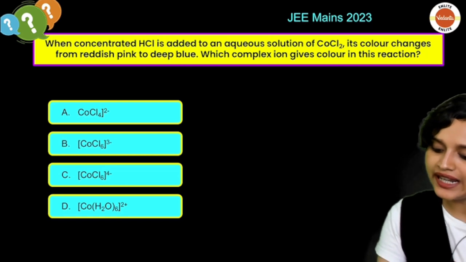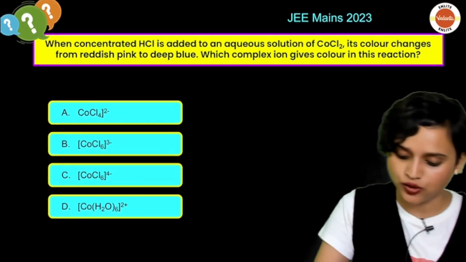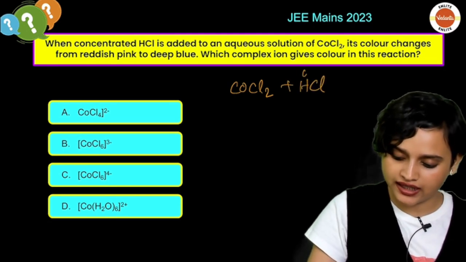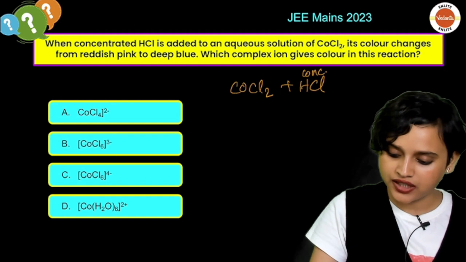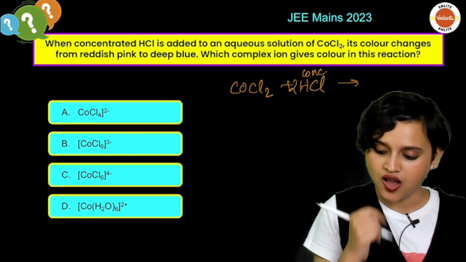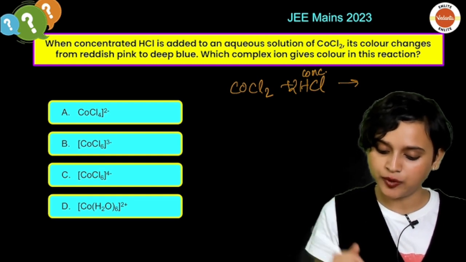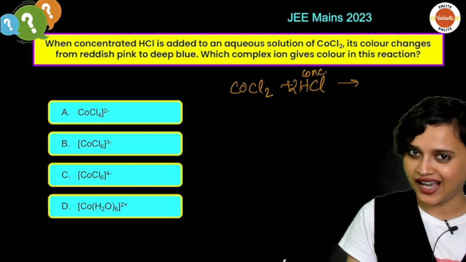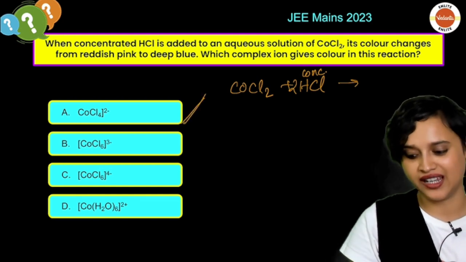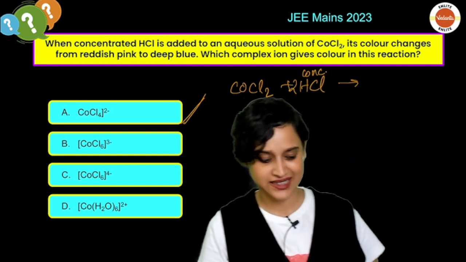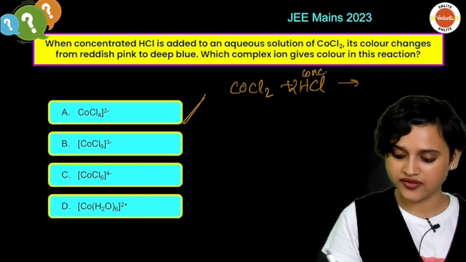When concentrated HCl is added to an aqueous solution of CoCl2, its color changes from reddish pink to deep blue. Which complex ion gives color in this reaction? Guys, you know it. Of course, it has to be option A, CoCl4 2-, which will definitely show that color.